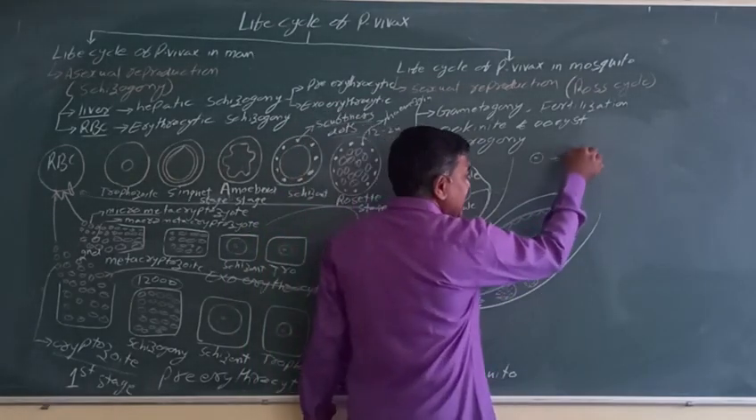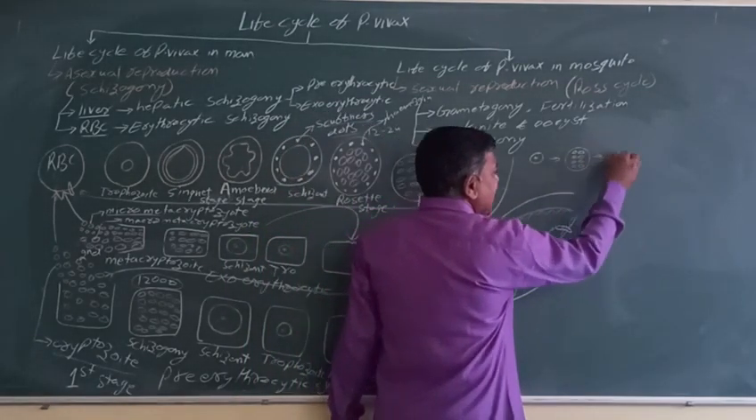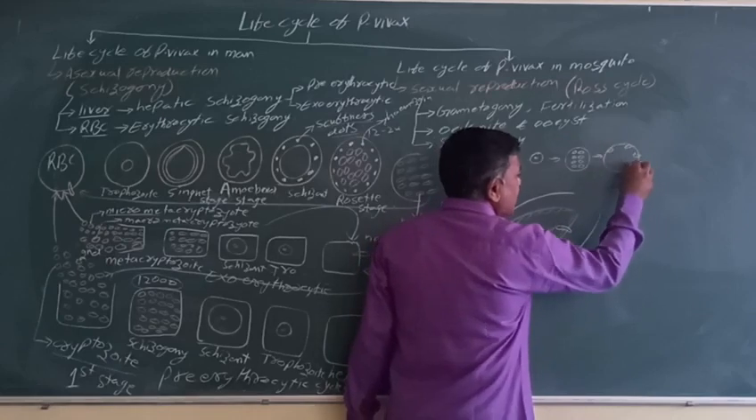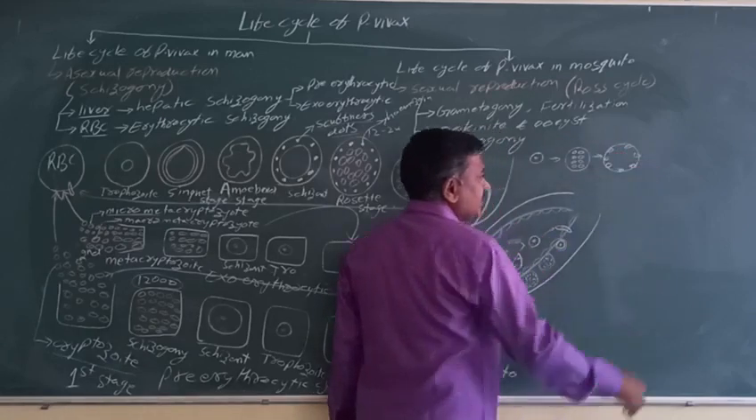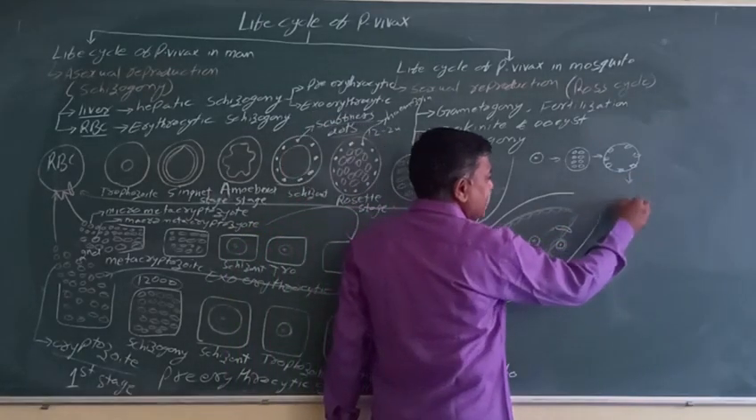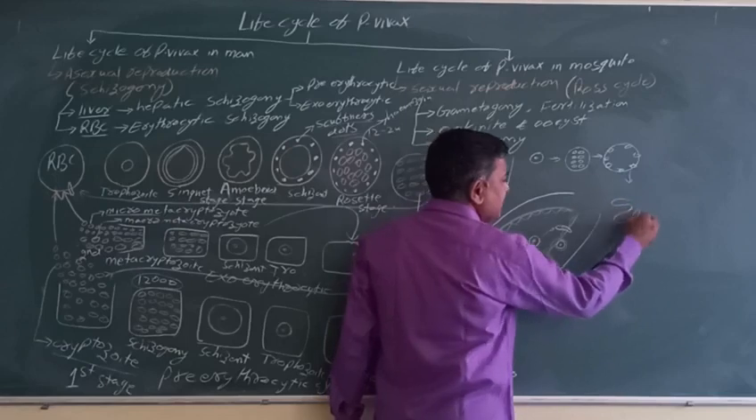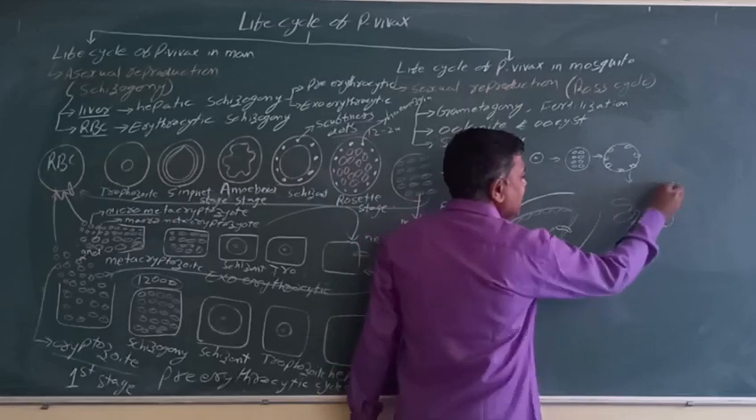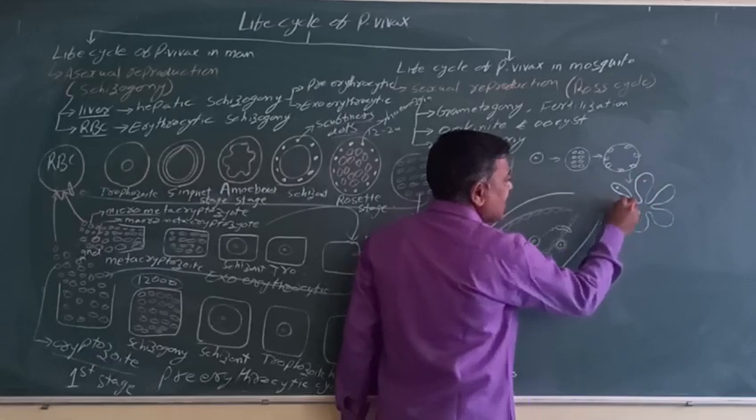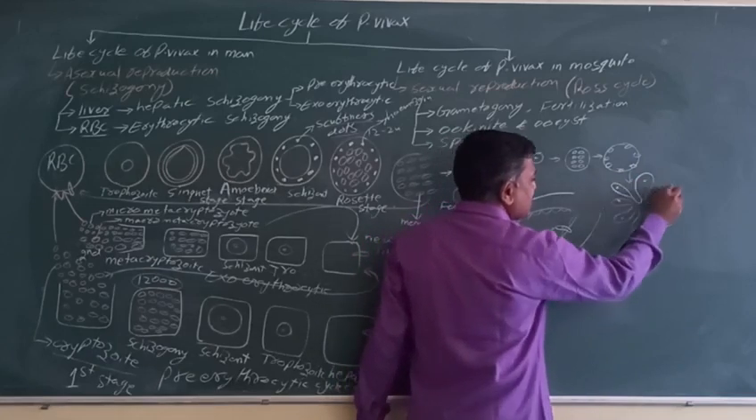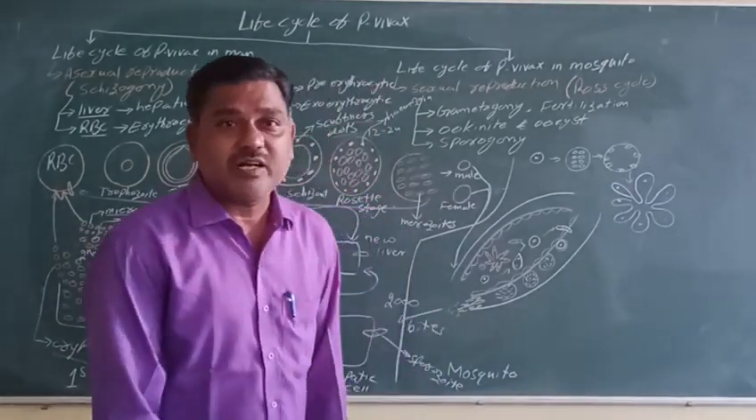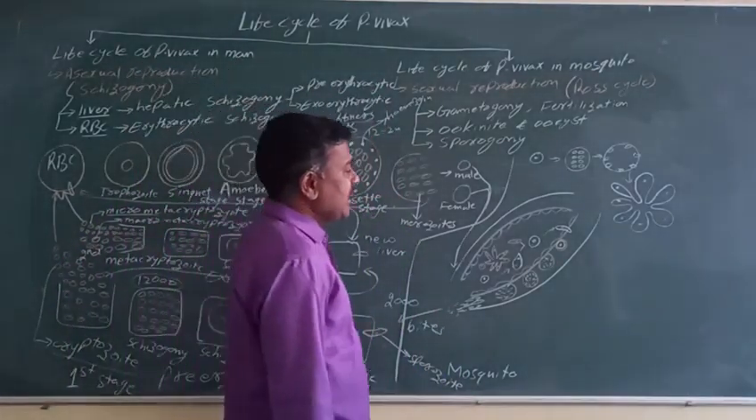Now these 8 nuclei start moving towards the periphery. As they start moving towards the periphery, they gain cytoplasm and there is a formation of flagella-like structures, and this type of development is called flagellated male gamete formation.